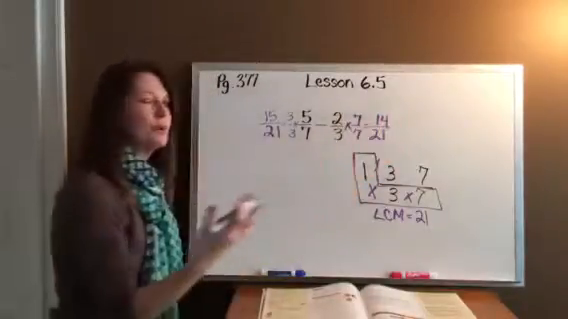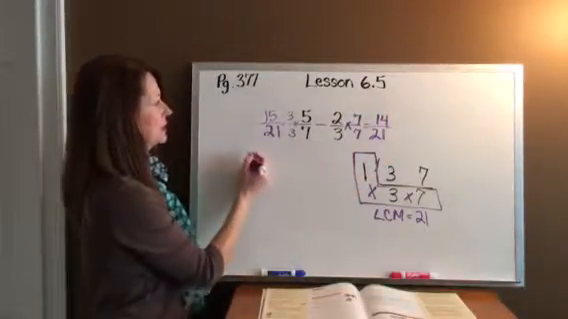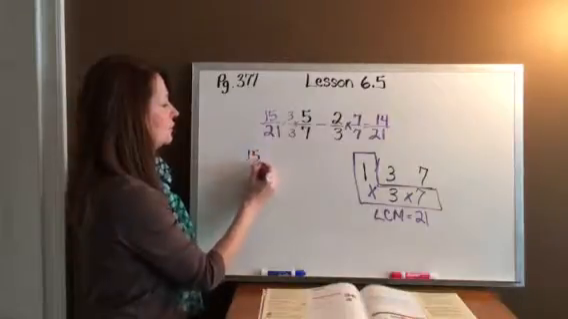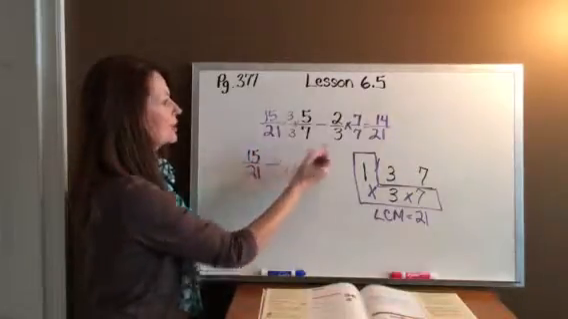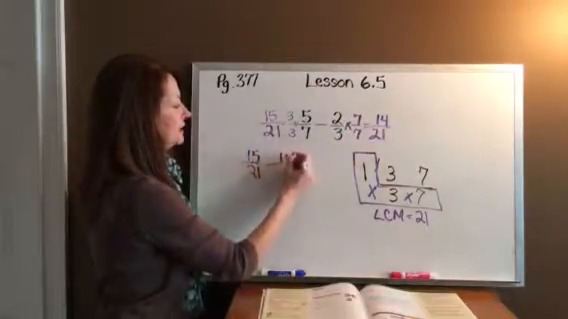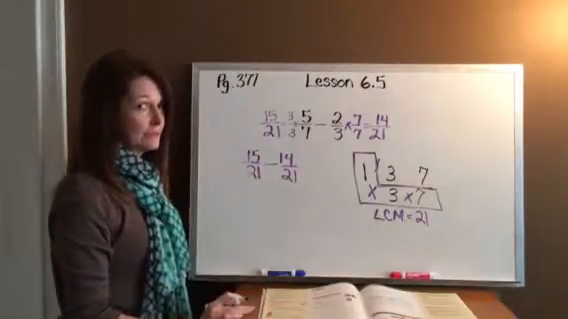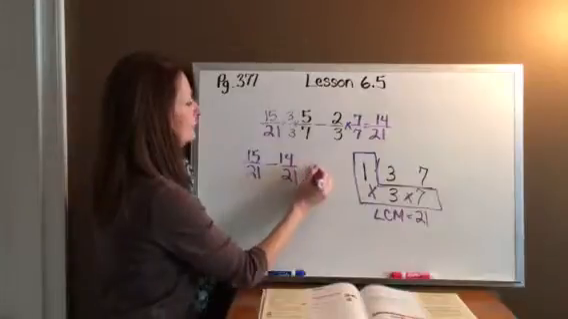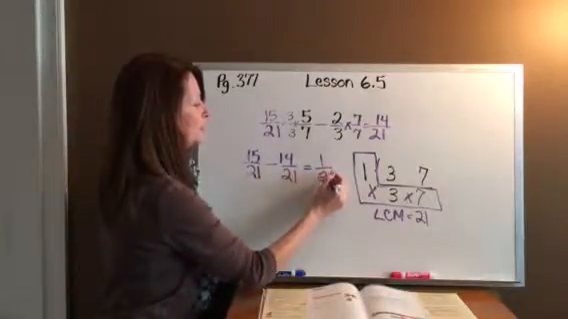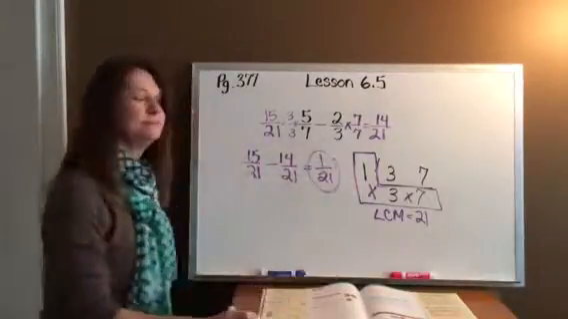So guys, here's what my new problem is. My new problem is 15 over 21 subtract 14 over 21. The answer is 1 over 21. Final answer.